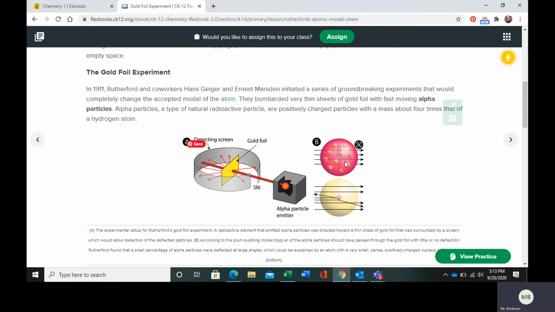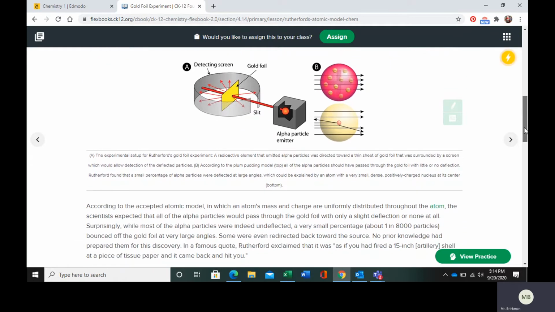Okay, so Ernest Rutherford and some of his co-workers started doing some experiments. So they bombarded very thin sheets of gold foil with fast-moving alpha particles. So alpha particles are a radioactive particle, and they're positively charged, and they have a mass 4 times that of the hydrogen atom. Now, what they initially thought would happen is they thought that these particles would go straight through.